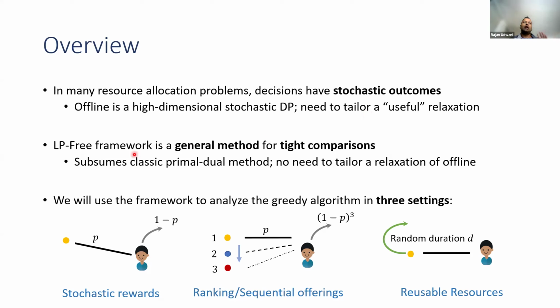The approach that we want to take in this tutorial is something that bypasses this need to tailor a relaxation. So it's a general framework that can be used for a tight comparison between online and offline. And it subsumes the classic LP-based Primal-Dual method. So my goal will be to try to tell you about this framework and then to try to analyze the greedy algorithm, a simple algorithm, to show how one can use the framework in these 3 settings. I'll tell you more about these settings as we go along. And in particular, hopefully I'll be able to cover the first and the third setting. If there's time, I'll also try to cover the setting in between.